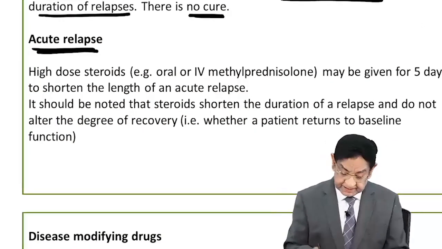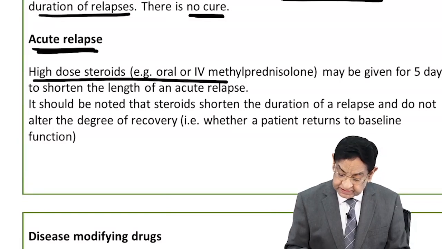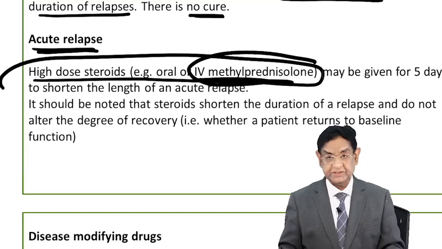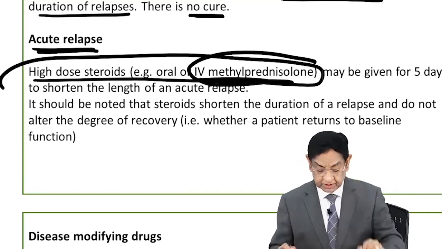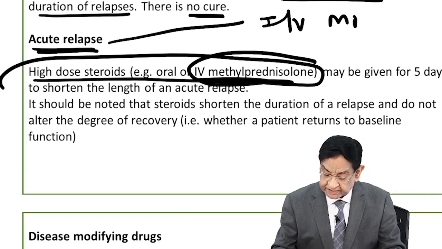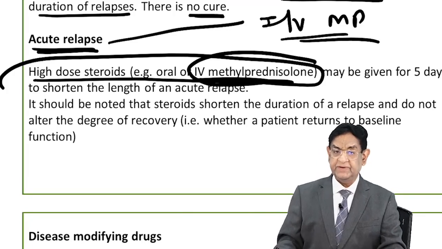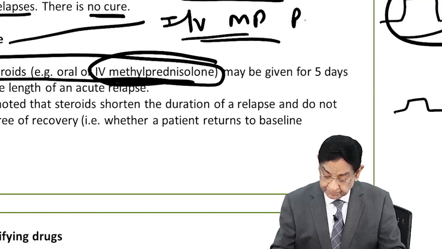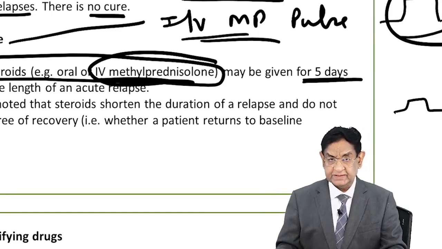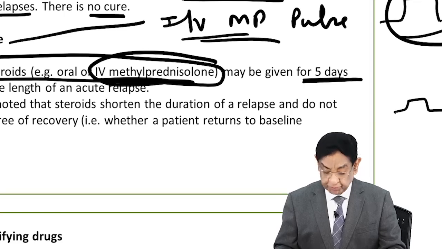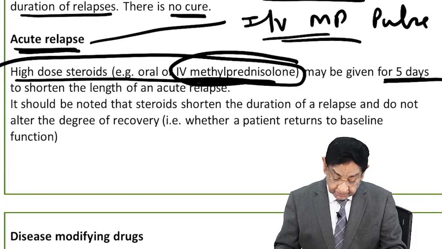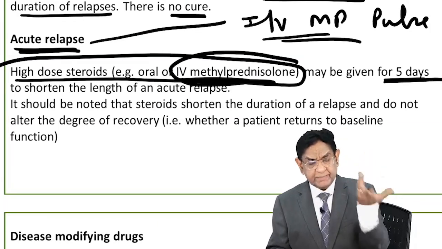What to do? In such cases, we give high dose steroid, so-called methylprednisolone intravenous. So write down. For acute relapse, you give intravenous methylprednisolone. It's given as a pulse therapy for 5 days. You give IV for 5 days. You will take care of the acute problem immediately. Okay? Right? So this is what we are doing immediately.